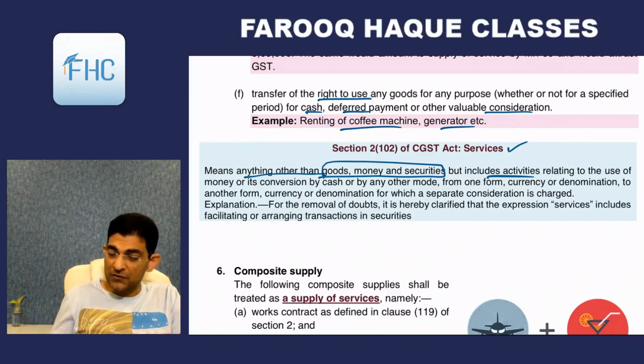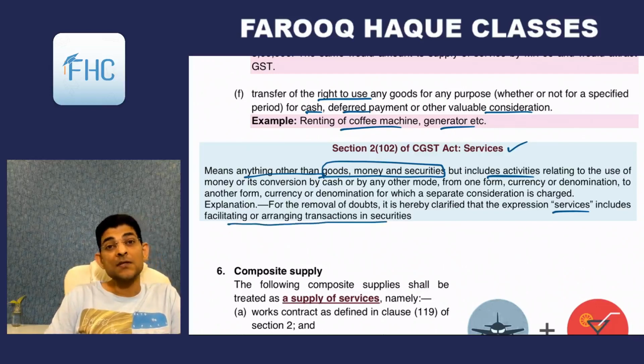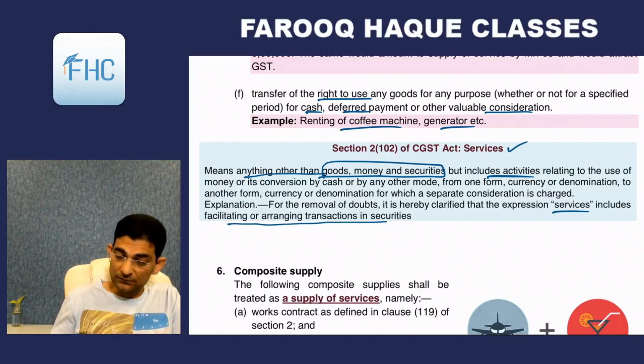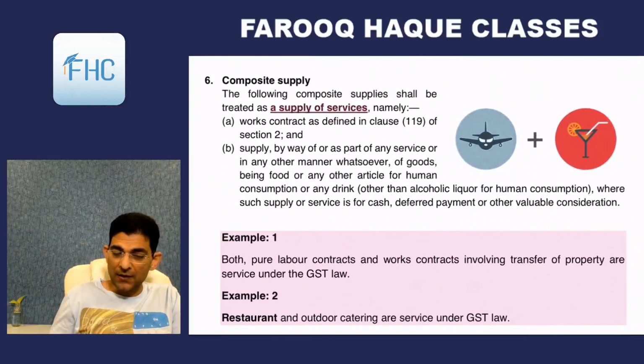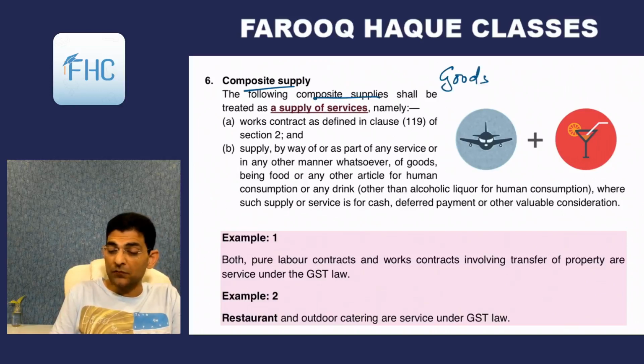And for services also, facilitating or arranging transactions in securities is a taxable service, like brokership. So that was regarding service. Then the 6th point is regarding composite supply. It says the following composite supplies, where there is a combination of goods plus service, shall be taken as supply of service. So even though goods are involved, it will be taken as supply of service.